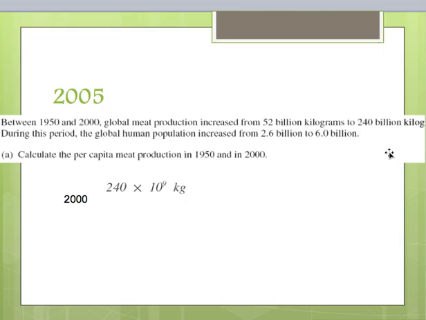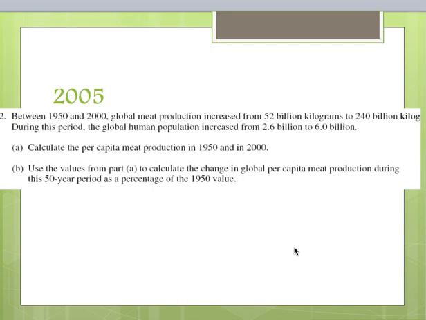Okay, now let's calculate the rate for 2000. So there was 240 billion kilograms of meat consumed, and there were 6 billion people approximately. Again, 10 to the 9, 10 to the 9, those are going to cancel out. So it's going to be 240 divided by 6. Nice, easy number. That gives us 40 kilograms per person. All right, we have fulfilled part A.